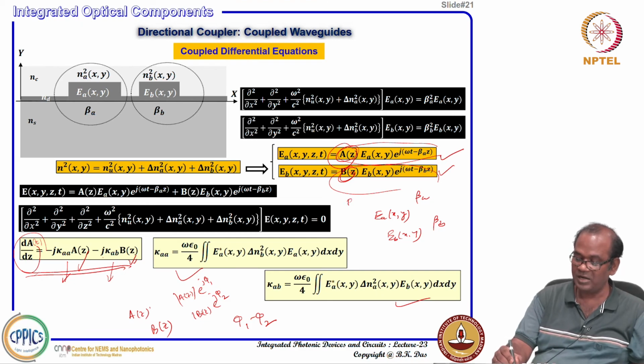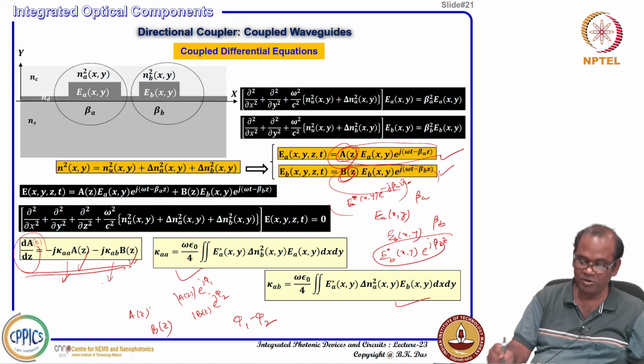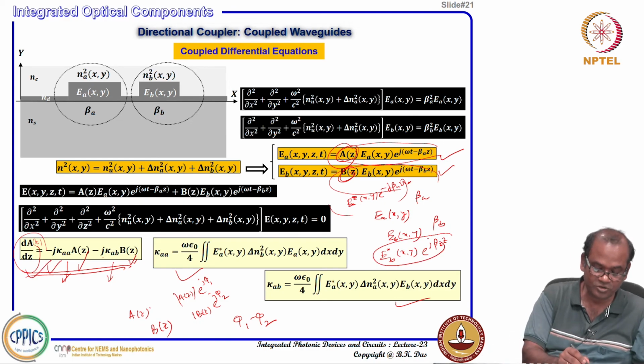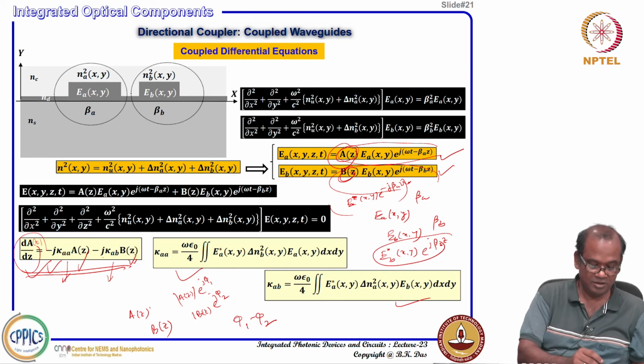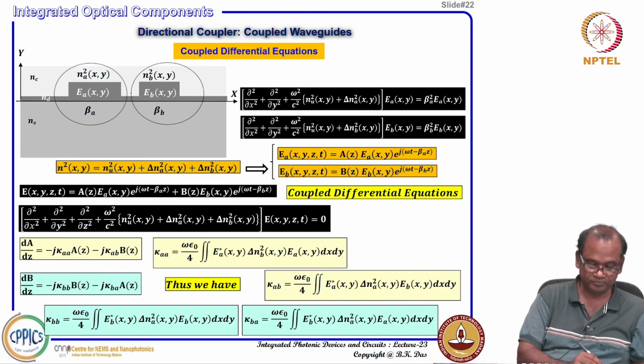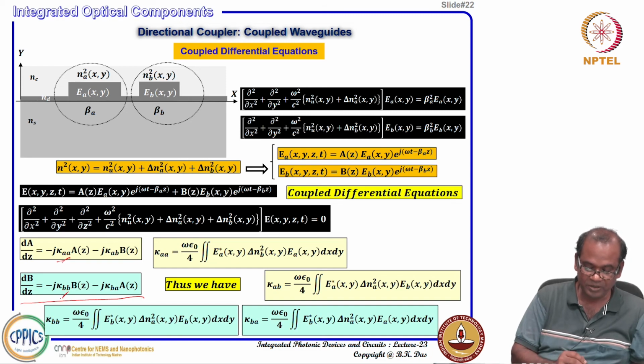Instead of multiplying by EA star xy e to the power minus j beta Az and integrating, in the original differential equations we have got, you multiply by EB star and e to the power j beta Bz. Then you will get another set of similar equations that gives you the evolution of waveguide B. Okay. So, then I can get this type of equation. Here I will be writing kappa AA, you will be getting kappa BB. Here I will be writing kappa AB, you will be getting kappa BA.